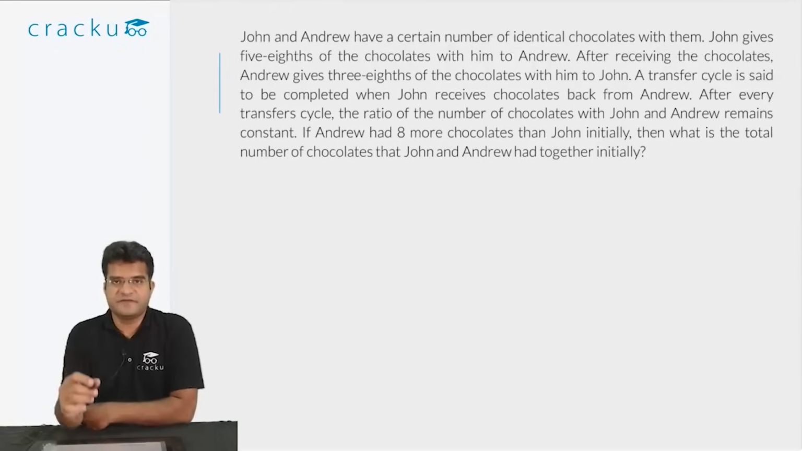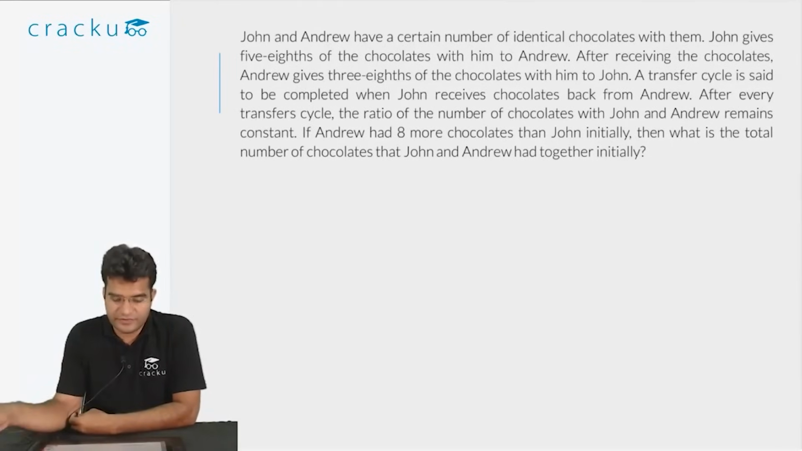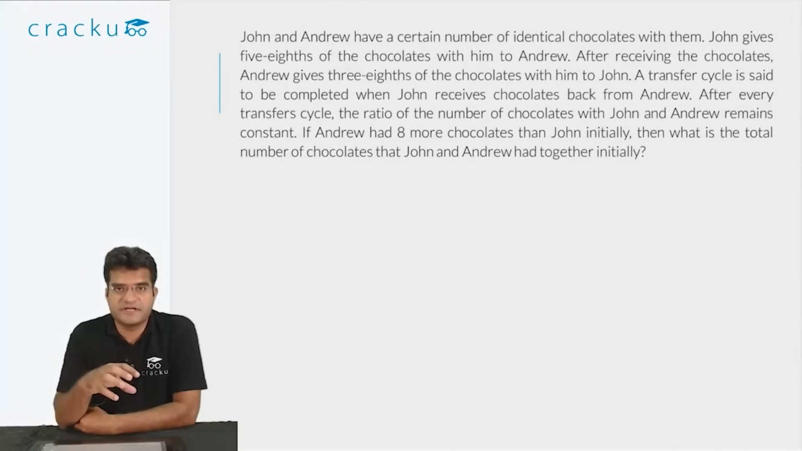So in this question, it has been given that there are two friends, John and Andrew. Both of them had a certain number of chocolates with each of them. Initially, John gives 5/8 of the chocolates that he has to Andrew. And Andrew, after taking these chocolates, gives 3/8 of the chocolates back to John. It has been noticed that after every such transfer cycle, the number of chocolates which each of them has remains constant. It has also been given that initially Andrew has 8 chocolates more than John. So we have to calculate the total number of chocolates that both of them had together.